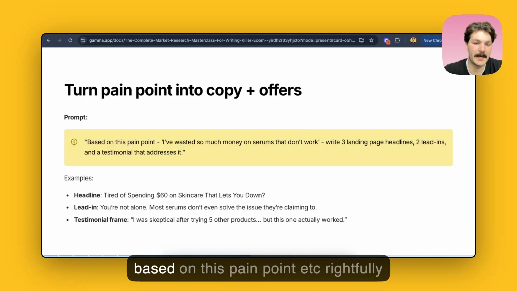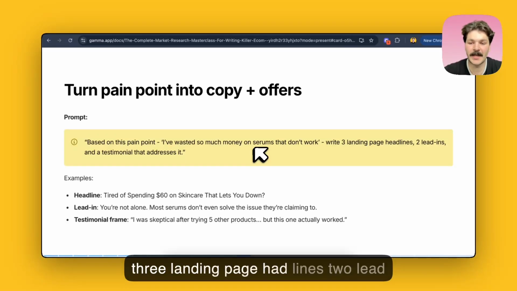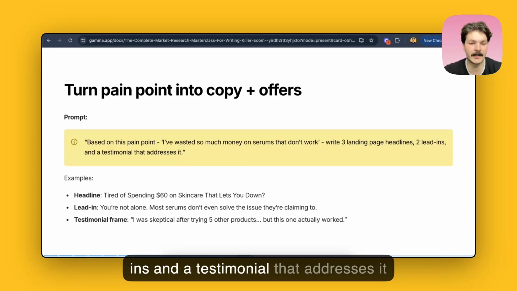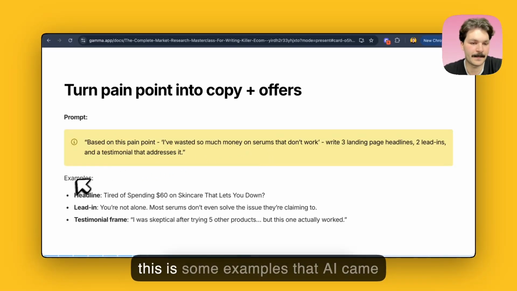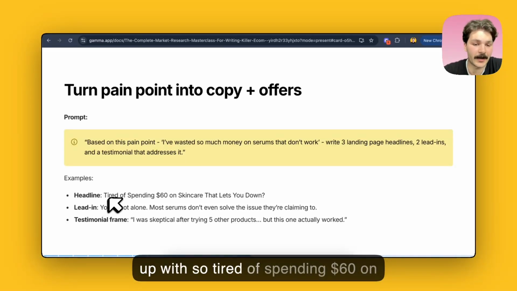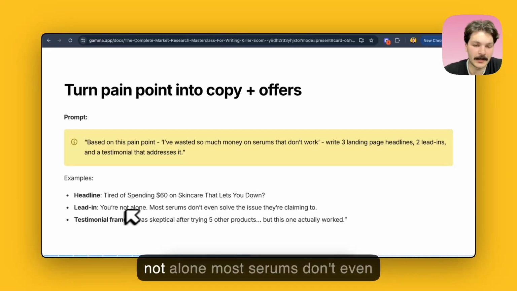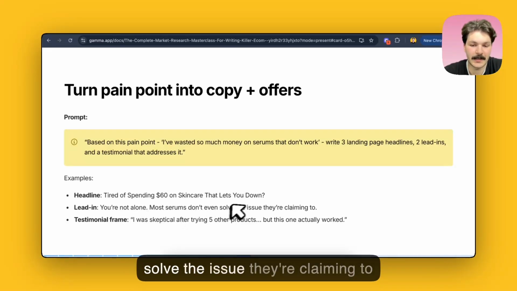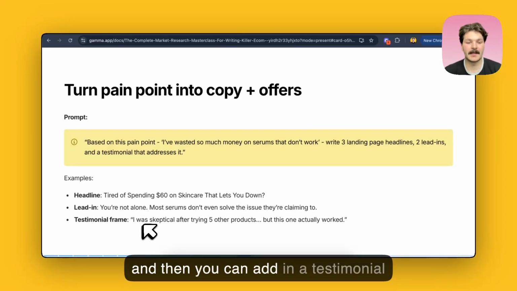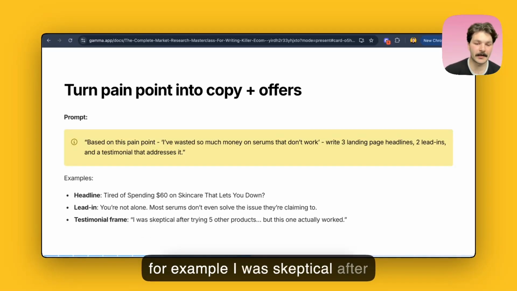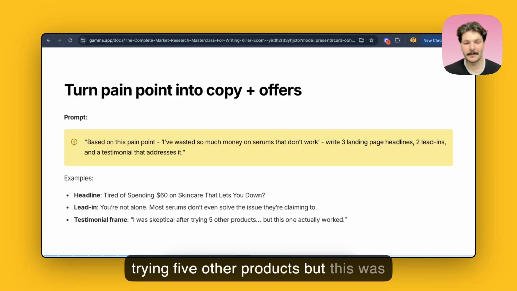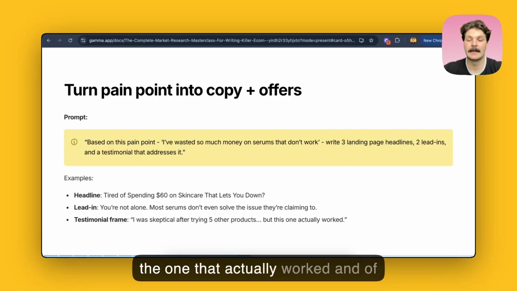So a prompt would be, based on this pain point, etc., write three landing page headlines, 2 lead-ins, and a testimonial that addresses it. These are some examples that AI came up with. So, tired of spending $60 on skincare that lets you down? You're not alone. Most serums don't even solve the issue they're claiming to. And then you can add in a testimonial. For example, I was skeptical after trying 5 other products, but this was the one that actually worked.